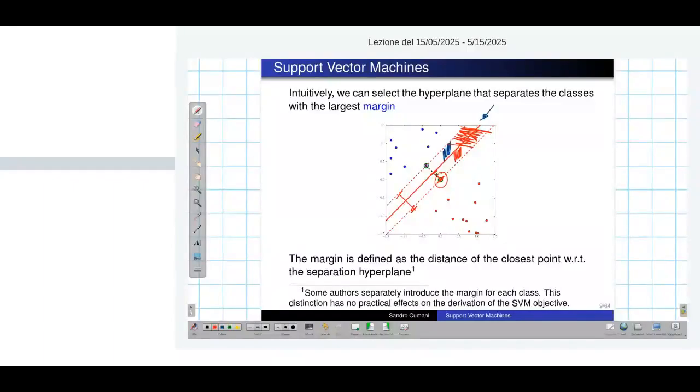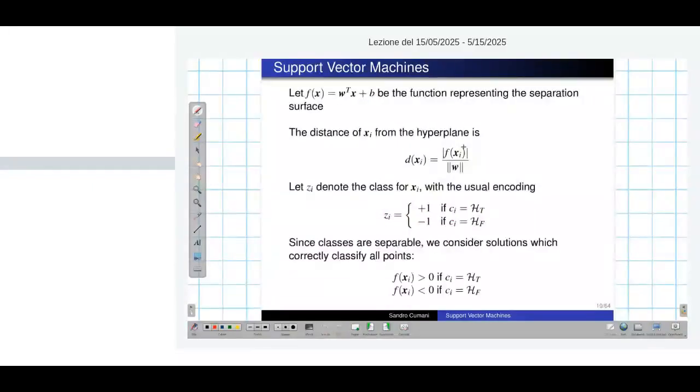We want a large margin, a large separation between the classes, or, which is the same, a large distance of the closest point of the training set from the separation rule. Having a large distance of the points from the separation rule means that we will have a large margin, which means that our model will probably generalize better to unseen data. Problem: we now need to figure out how to find the solution with the largest margin.